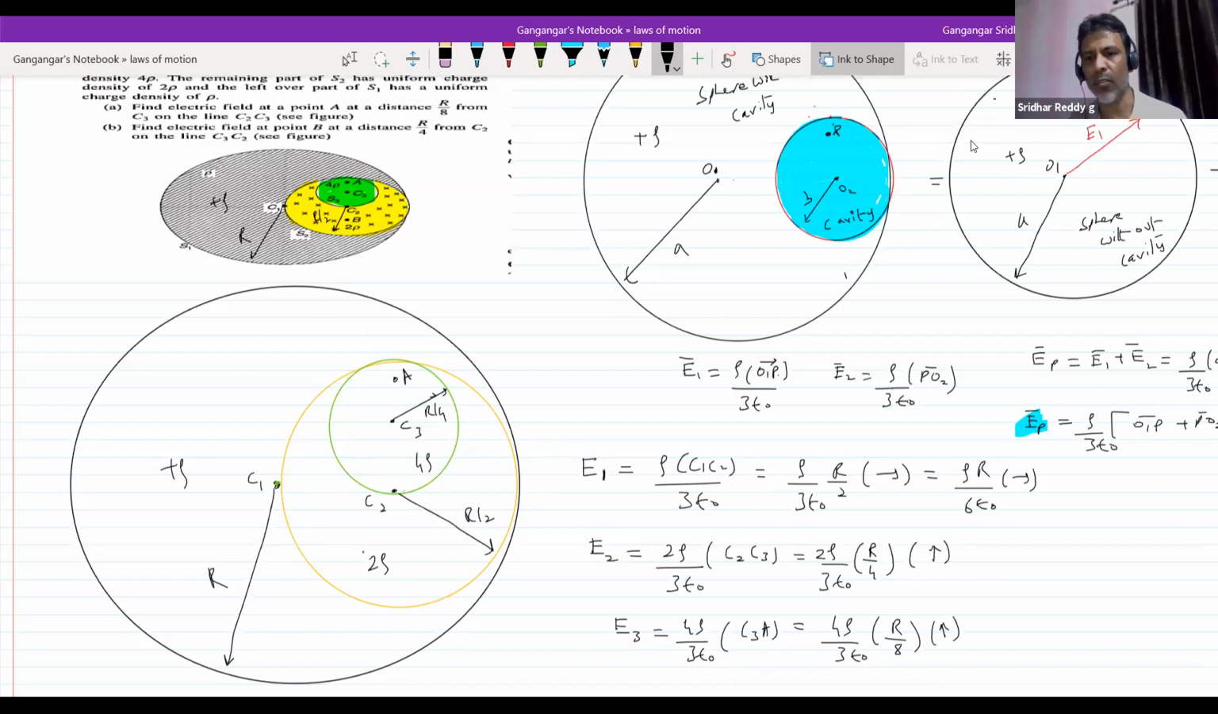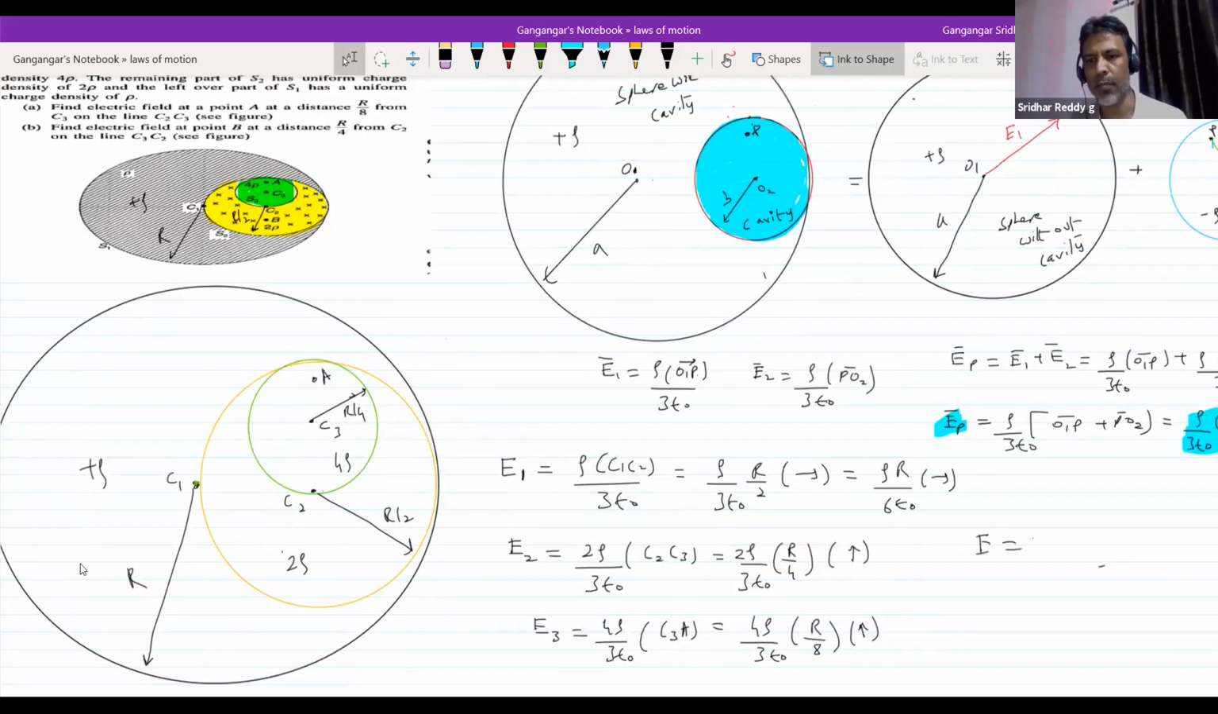It is asking for the resultant field. To get the resultant field, what should I do here? The resultant field is given by E1 plus E2 plus E3 in vector form. So look at all this. This is along the x-axis. So the resultant, we'll do one thing. For simplification, a few more steps I'll write. This should be equal to rho R by 6 epsilon naught, directed like this. Then this will be 4, this will be rho.